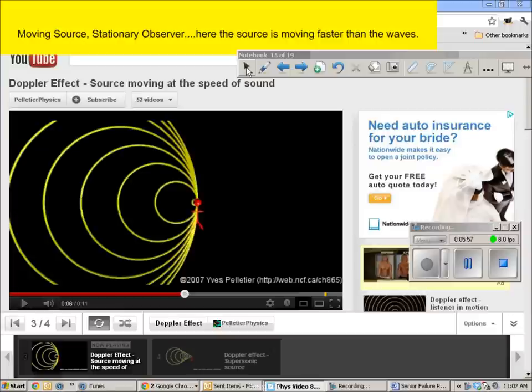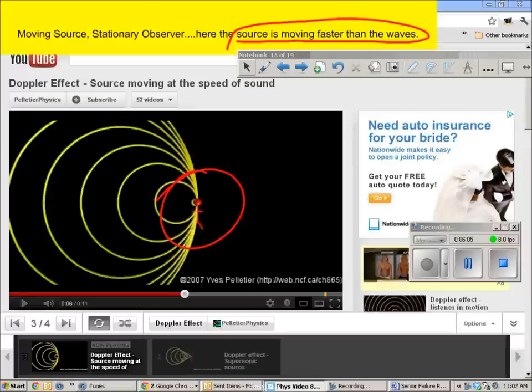So now the next question is, what happens if the source is moving faster than the waves? Remember, this drawing that you're looking at here is the source moving at the same speed of sound as the waves that it's producing, all right? So what happens if it goes faster? And that brings us to our last one of these little video clips.